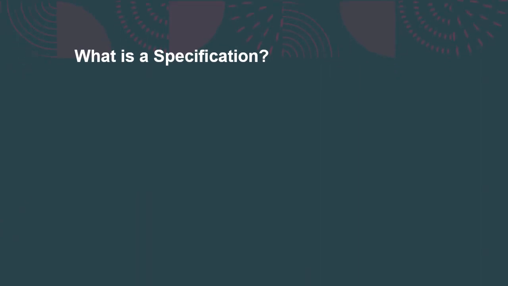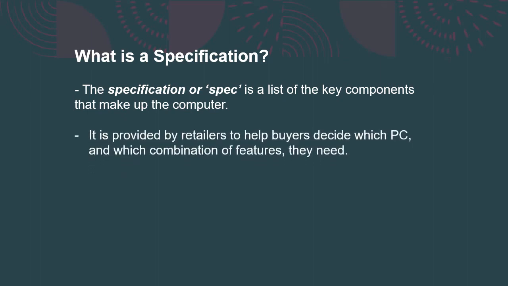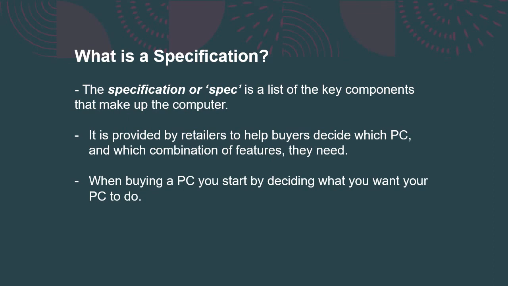Let's start our topic with defining a specification. When you say specification, or others call it spec, it is a list of the key components that make up the computer. It is provided by the retailers to help buyers decide which PC and which combination of features they need. When buying a PC, you start by deciding what you want your PC to do. This tells the specifications you need.